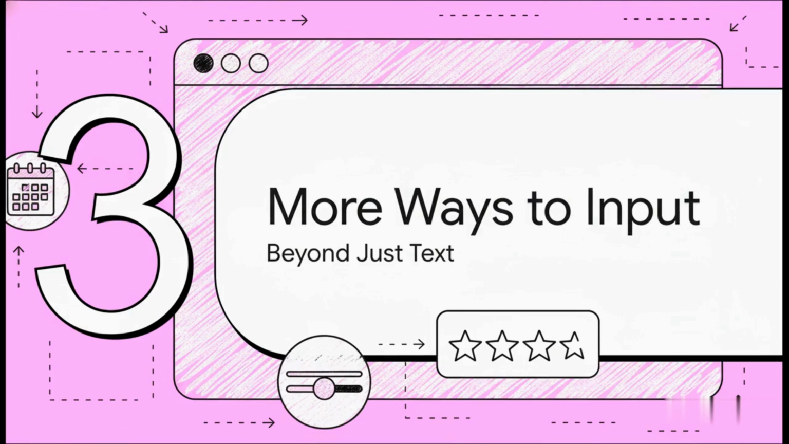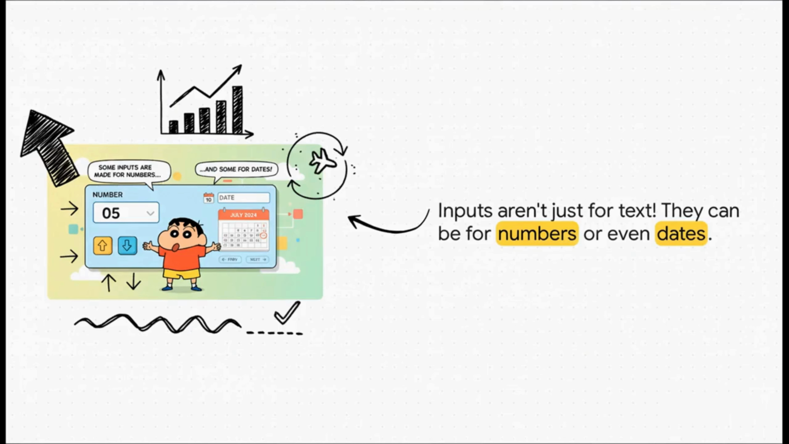Sometimes websites need to get all sorts of different information. So let's check out a few more specialized inputs that go beyond just text. Oh yeah, this is where forms get really smart and actually helpful. Let's say you need to enter a quantity for something you're buying. A number input gives you those little arrows to click up and down. Easy. Or what if you're booking a flight? A date input just pops up a handy calendar so you can click the day you want. It's all about making life easier for you.